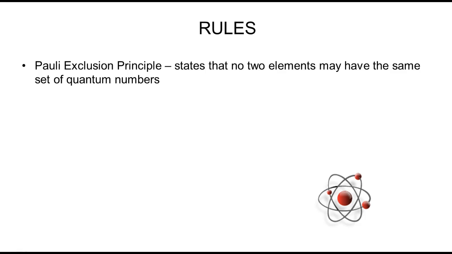One rule that you have to follow when you're doing quantum numbers, and we've understood that from the beginning, is called the Pauli exclusion principle. It states that no two elements may have the same set of quantum numbers, meaning every element is unique. I told you that at the beginning, and you've come to understand that. That rule is called the Pauli exclusion principle.